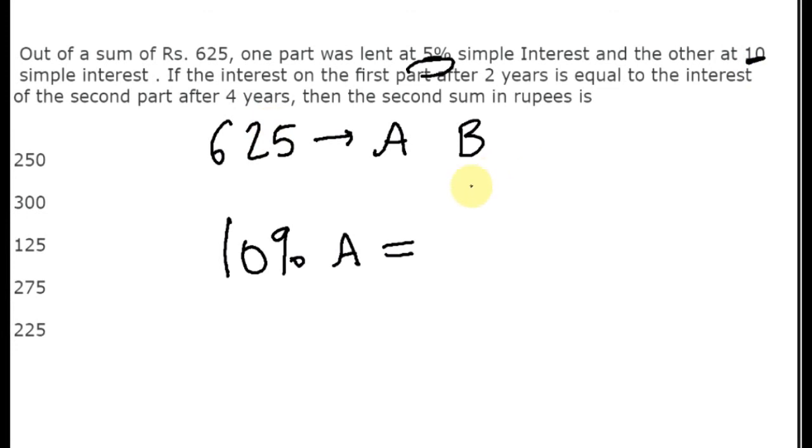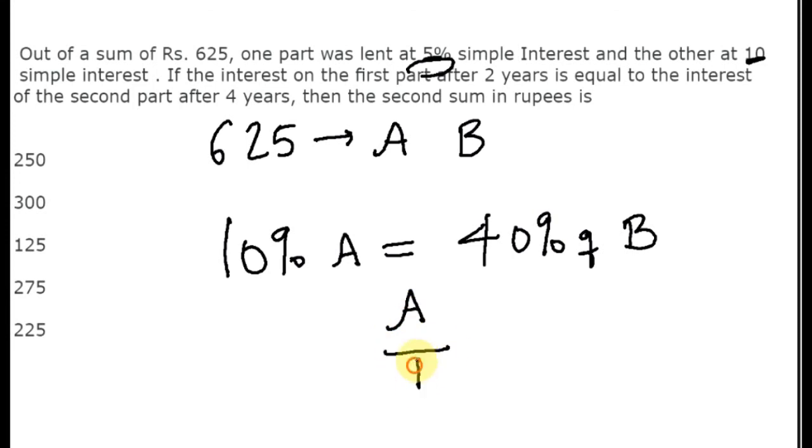So you'll say 40% returns, because every year 10% will give you, for 4 years, 40%, so 40% of B. I can say this clearly, that 10% of the returns I get on A is equal to 40% of the returns I get on B. So I can say that A upon B is 40 upon 10, as good as 4 upon 1, which means the two parts that you divide 625 into are in the ratio 4 and 1.